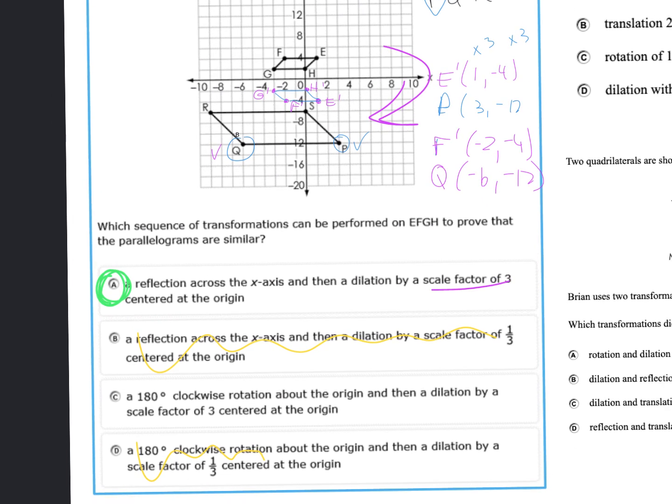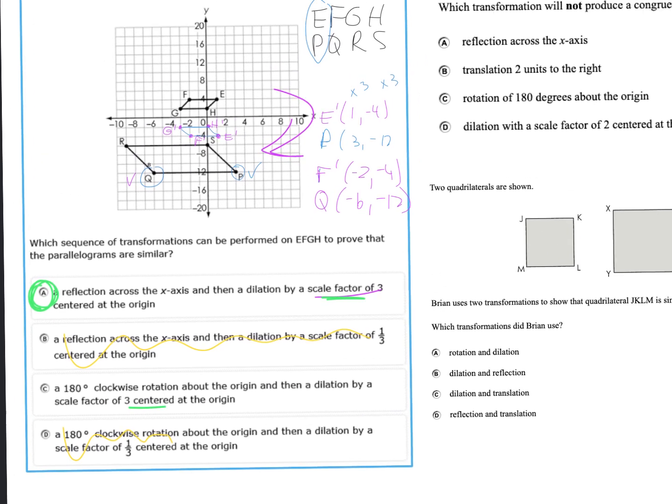It's not going to be C, because if I do a clockwise rotation, then my letters are not going to align properly. So this one was close, but it's definitely going to be A, because we reflected it and we checked the ordered pairs.